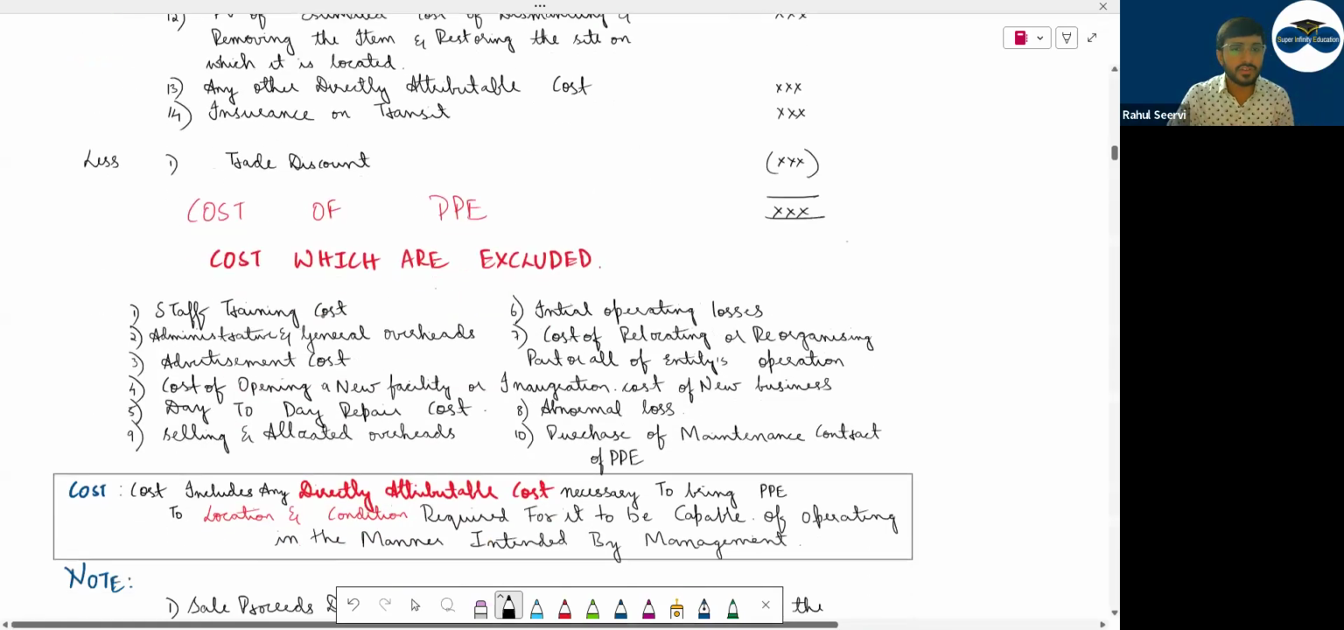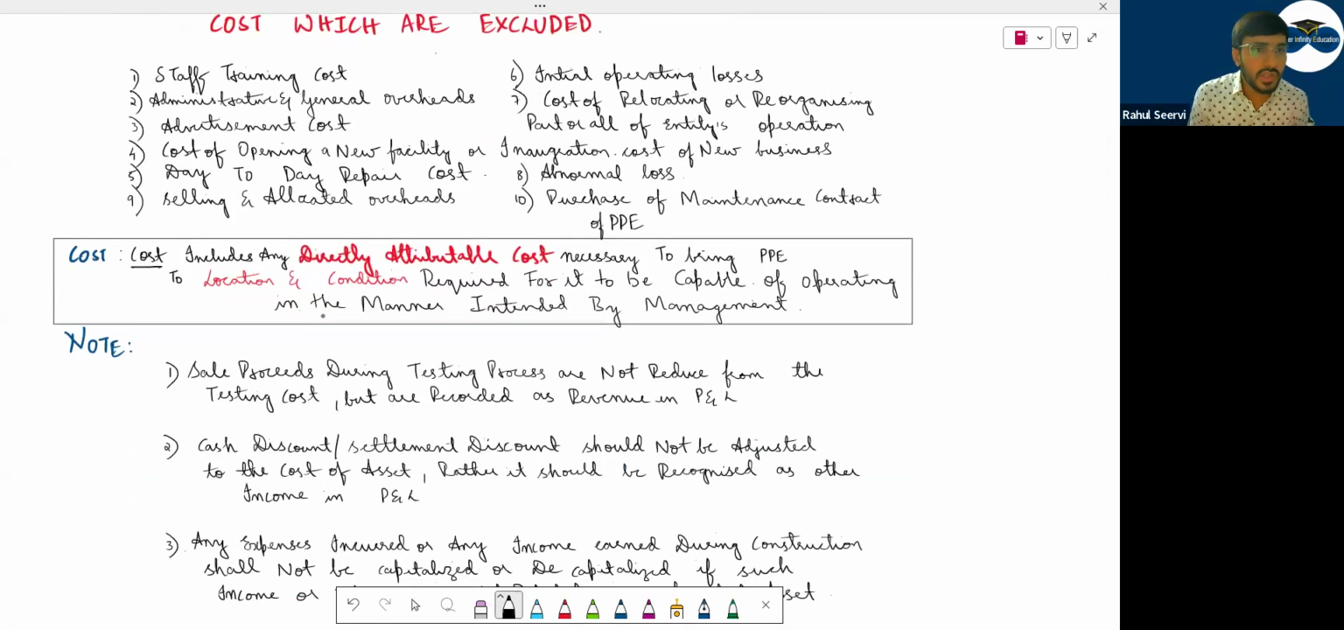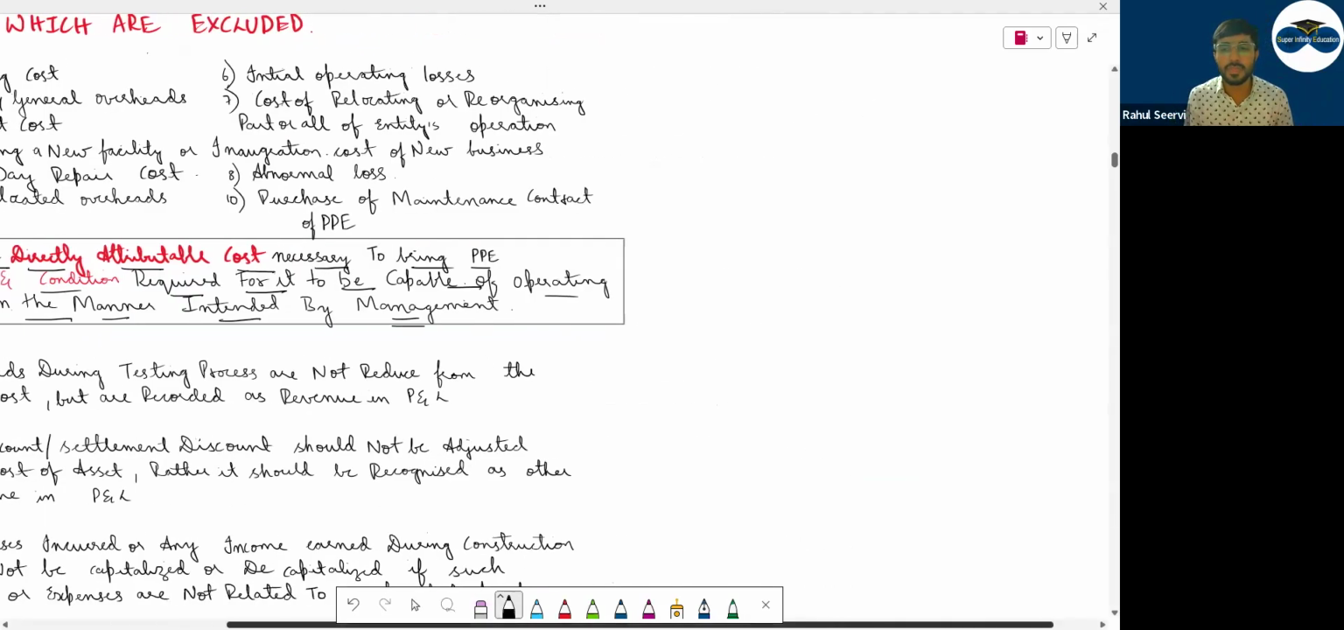Now, let's understand what cost means. Cost includes any directly attributable cost necessary to bring PP to the location and condition required for it to be capable of operating in the manner intended by the management. Sir, I did not understand what is written. Let's take an example so it will be clear.